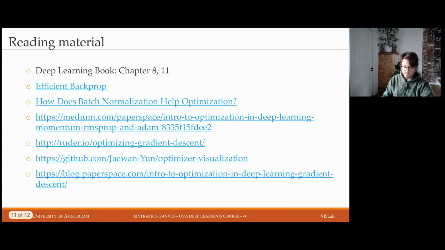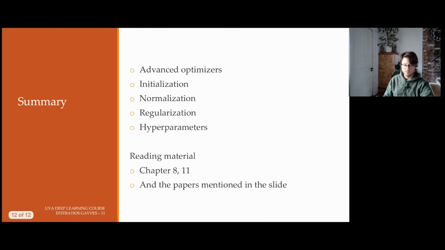So here I have added some extra reading material. And this is it for today. We saw advanced optimizers, initialization, normalization, regularization, and hyperparameter tuning techniques. So basically, most of the tools that you will need to optimize your neural networks. And I hope that now you can actually train your first neural networks successfully.